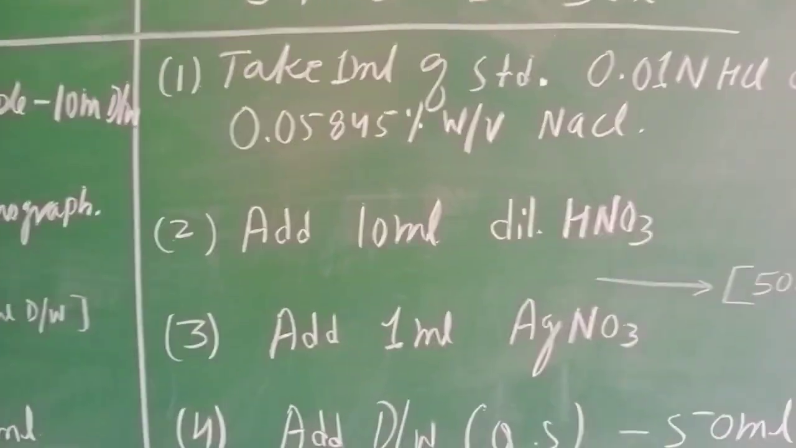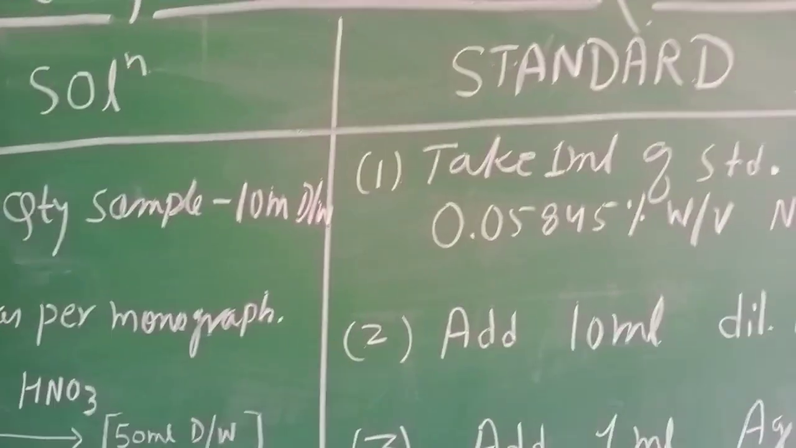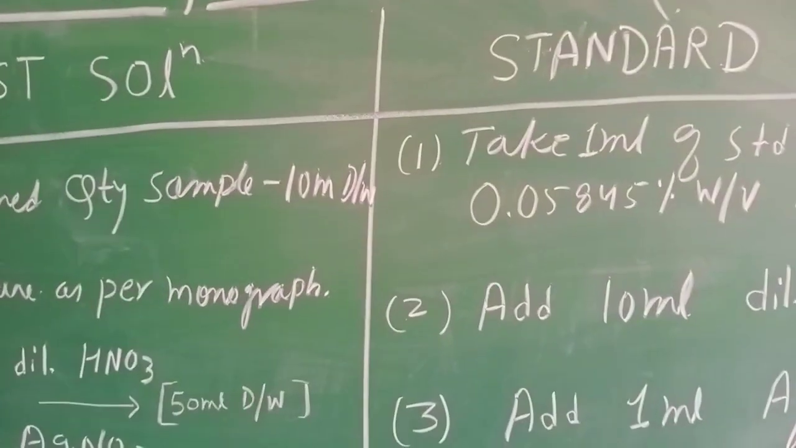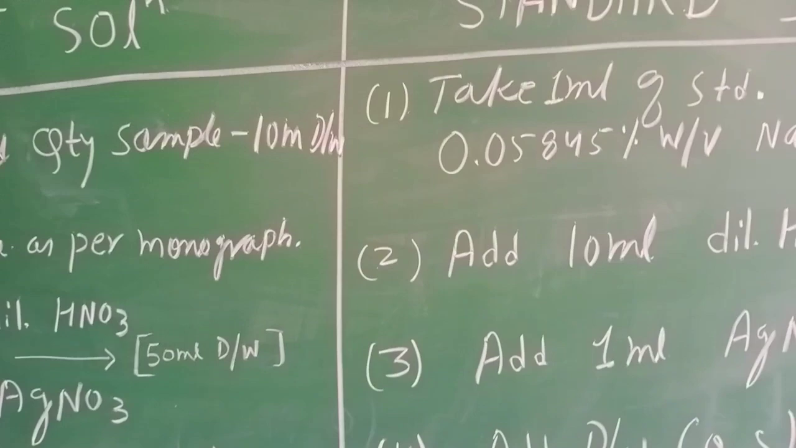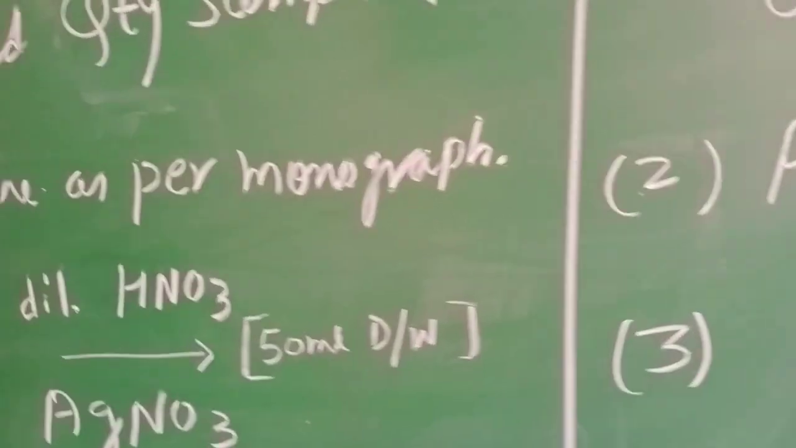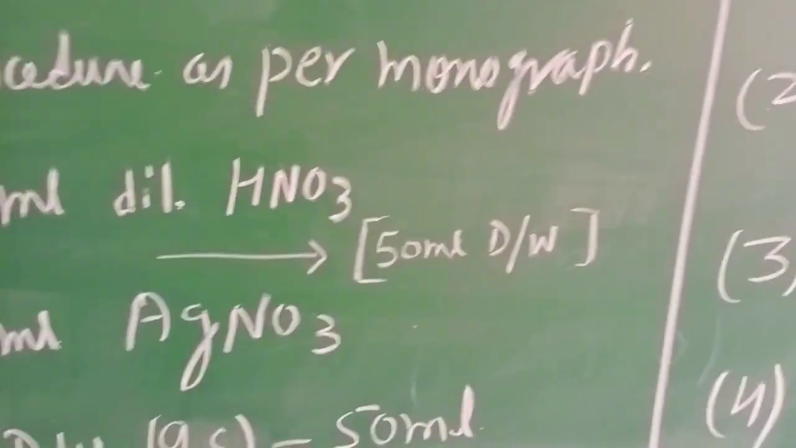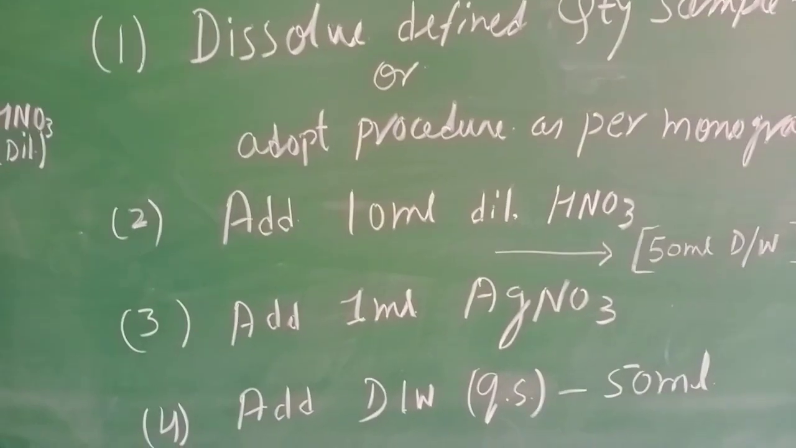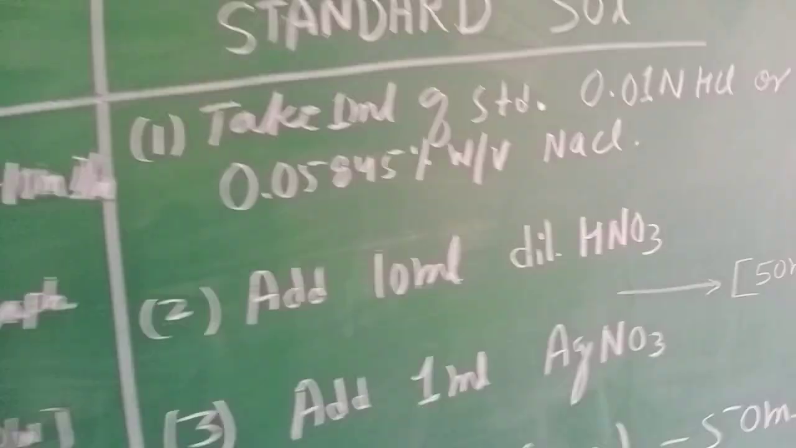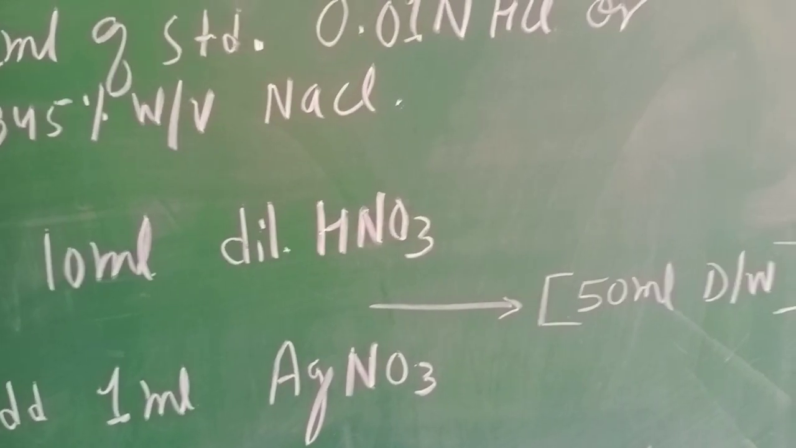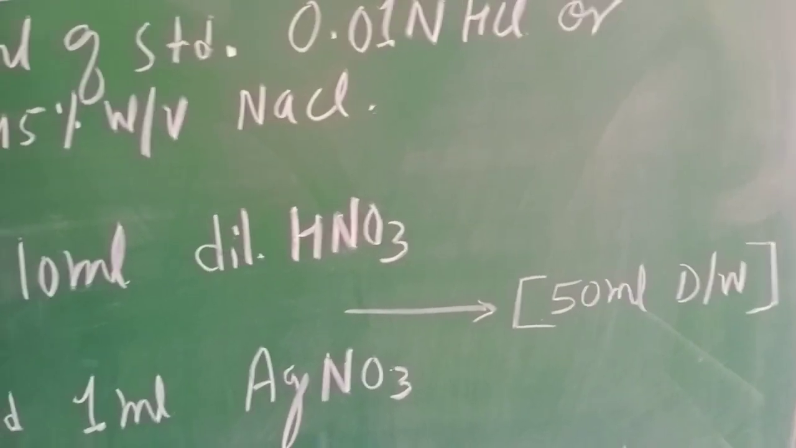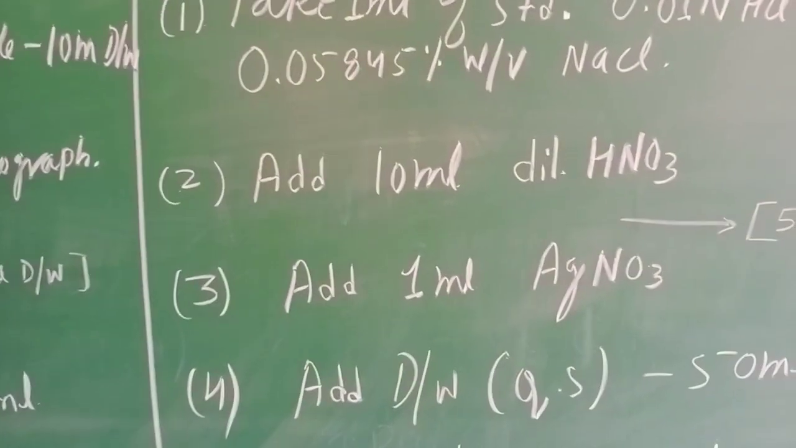So this is the routine procedural detail for performing the limit test of chloride. Anyhow, here I mentioned 50 ml distilled water in between step 2 and step 3 in the test solution, as well as in the standard, the same one, that is, the 50 ml of distilled water in between step 2 and step 3.